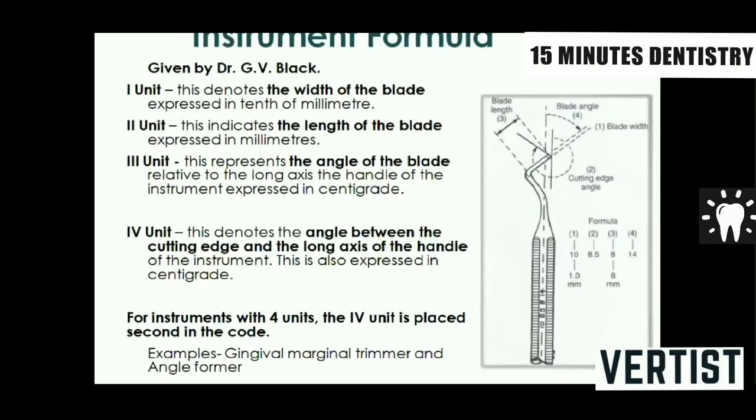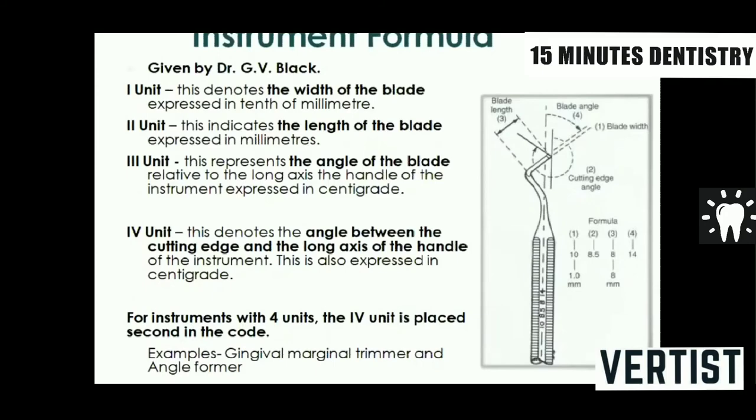The next question that may be put to you is the instrument formula. This instrument formula, again given by Dr. G.V. Black, has two types: a 3-unit formula and a 4-unit formula. The first unit denotes the width of the blade, in tenths of millimeters. The second unit indicates the length of the blade in millimeters. And the third unit represents the angle of the blade relative to the long axis of the handle of the instrument.